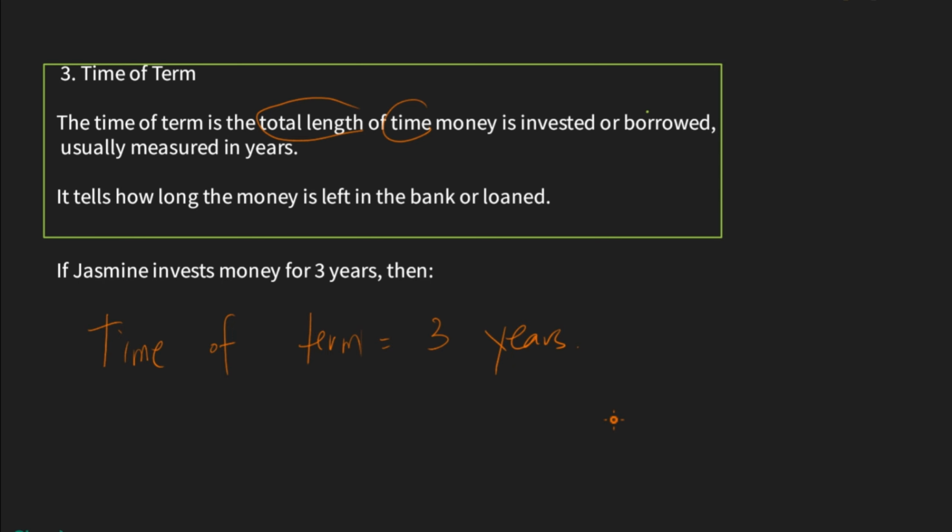Don't forget the rate, period rate, and time of term. For the rate, it is the annual rate. For the period rate, it is the rate in accordance with one conversion period. And for the time of term, it is the total length of time.